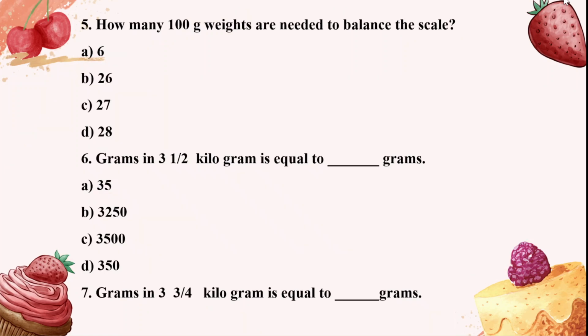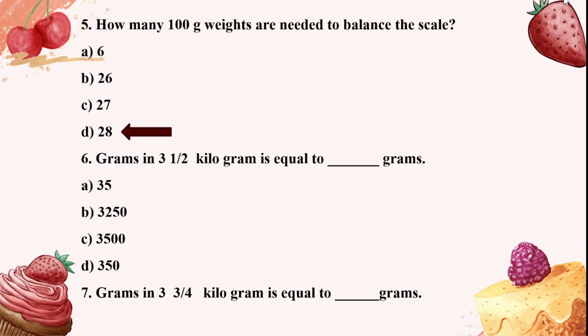Then here the question is, how many 100 gram weights are needed to balance the scale? Simply, in order to get 2800 grams, we have to multiply 28 by 100. If you multiply 100 by 28, you will get 2800. So here the answer is 28. So 28 times 100 grams will be equal to 2800 grams.